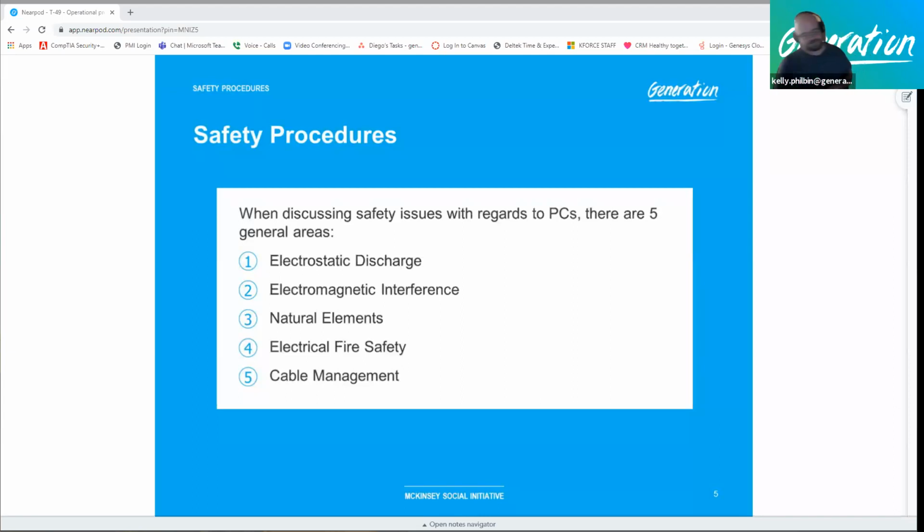Electromagnetic interference. We want to be sure that we are shielding from this if it is a factor. Natural elements like humidity, things like that. Electrical and fire safety, and as always, cable management, because you want to be sure your environment is easy to work in and also looks nice and neat. You don't want it to look like a disaster area. Not only does that look unprofessional, it also is difficult for the tech who's going to come behind you and also try to work on this equipment.